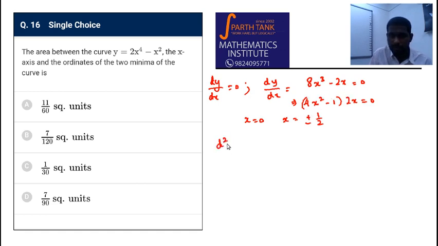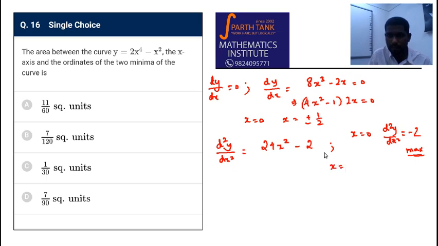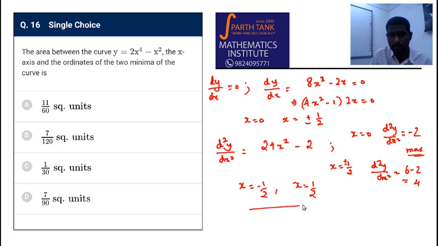Find the second derivative. D squared y by dx squared is 24x squared minus 2, right? Now at x is equal to 0, d squared y by dx squared will be minus 2. So this is a maxima. X is equal to, let us say, plus 1 by 2 or minus 1 by 2, no problem. Here it is going to be the same. So d squared y by dx squared is going to be 6 minus 2, which is 4. So these are minima. X is minus 1 by 2 and x is 1 by 2 are the minima.